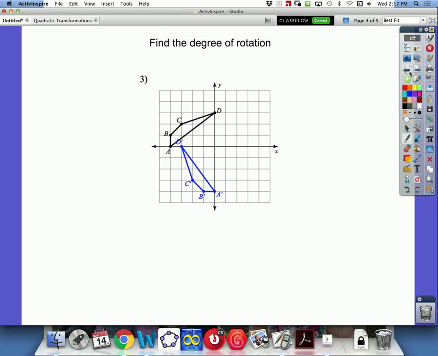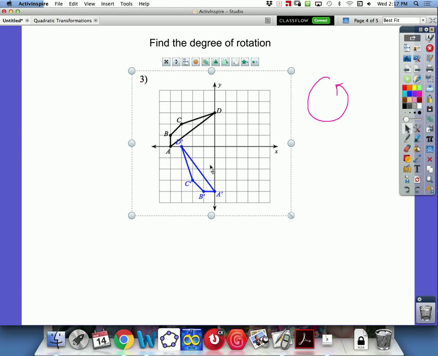The last thing you need to be able to do is actually find the degree of rotation. Now this is much easier than it looks. Since we know that it always goes counterclockwise, I know I need to just take this when it's written down, and I just need to turn my paper and figure out how many turns it takes for this black one to look like the blue one.